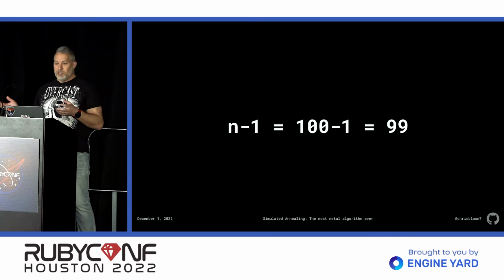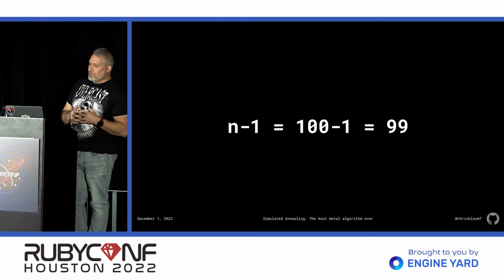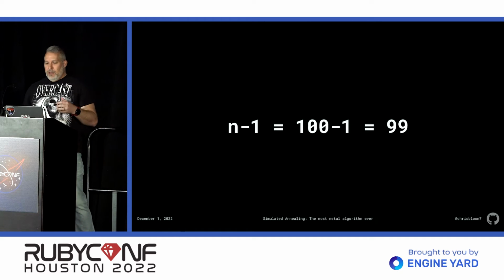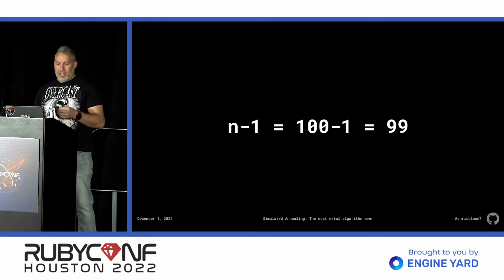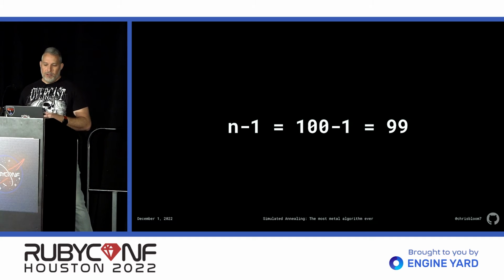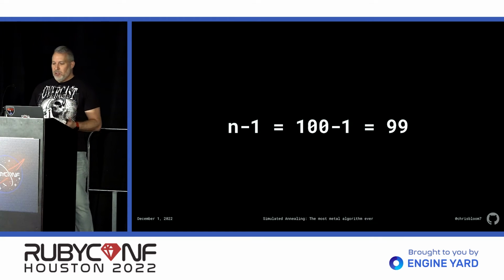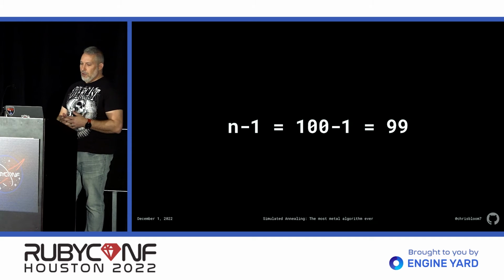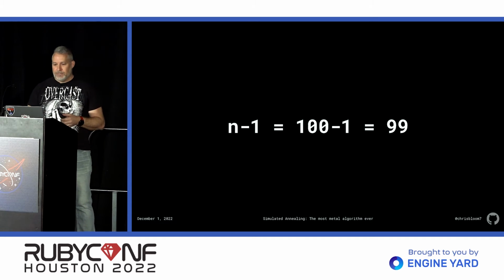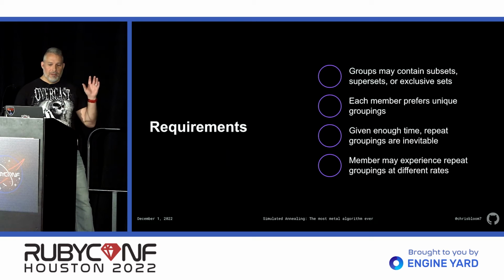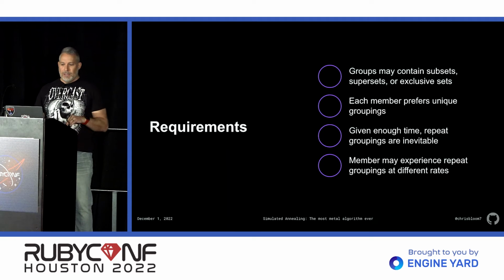Now, of course, all of this assumes that our example group is an exclusive set of members, but in reality, there may be any number of groups with any number of members, and those groups may have some degree of overlap with any number of other groups, and each of those overlapping groups affects the ability to find unique arrangements in all of the others. This is getting really complicated. So let's break this down into some new requirements.